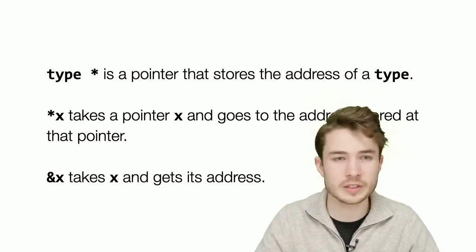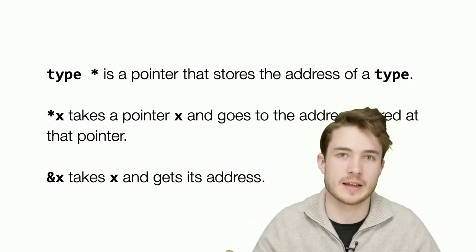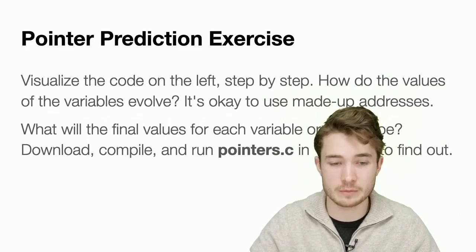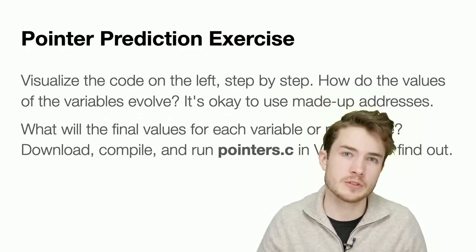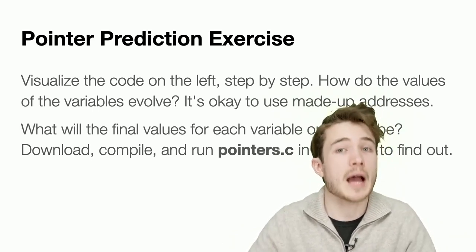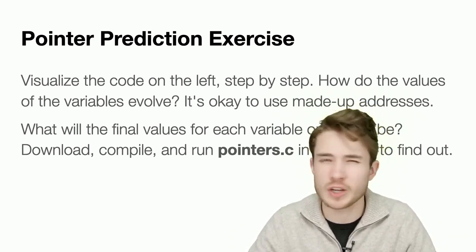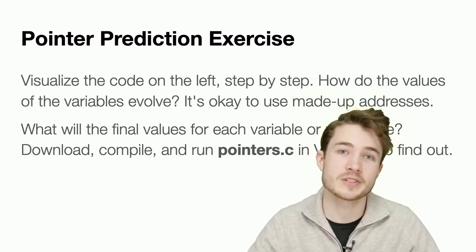Now, let's take a look at an example exercise we can do to make sure we're practicing this syntax as we go. And this is a pointer prediction exercise. Often it's helpful when first starting out to look at a program and predict what it might do, and only afterwards run it and check your assumptions. So today we'll take a look at this file called pointers.c.